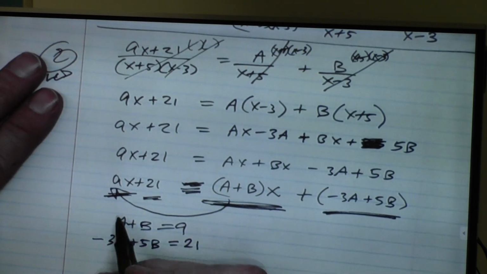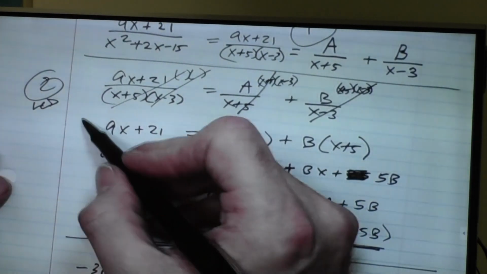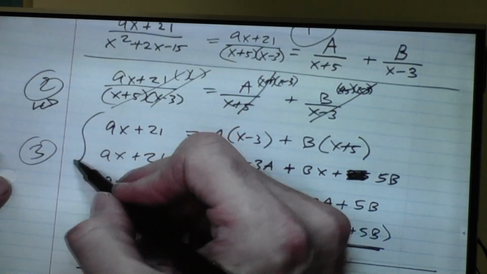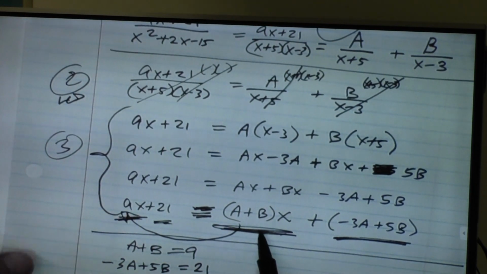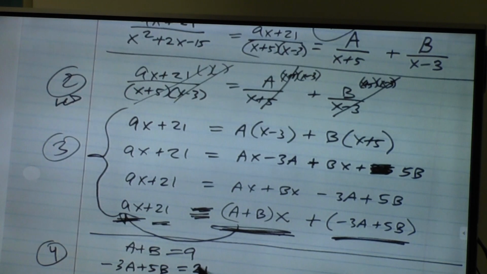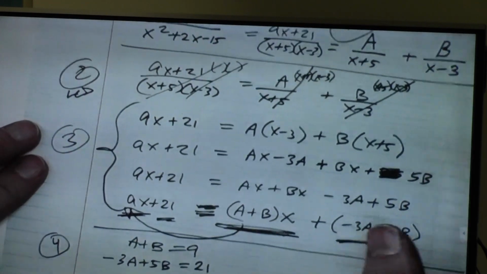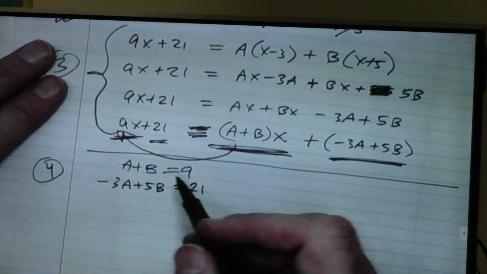So let's cancel something out. Actually, let's do this. The third step is to do all of this in order to match these up. So the fourth step is to match them up, and then the fifth step is to actually solve for these. Let's find out what a and b are.